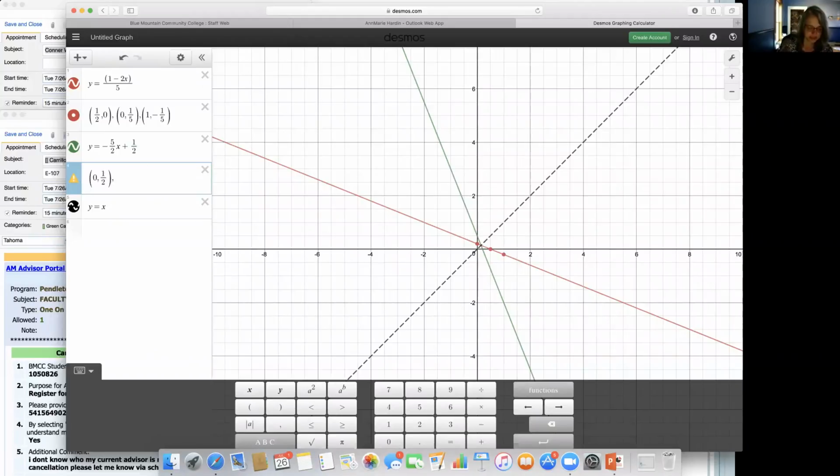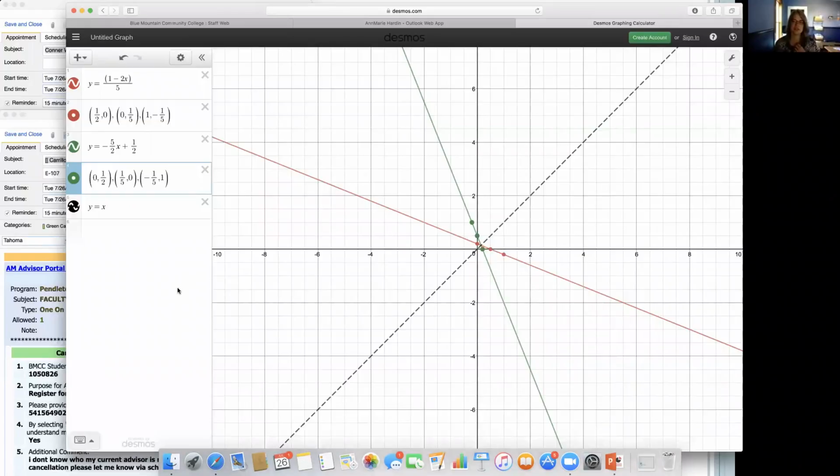The 0, 1/5 should correspond to 1/5, 0. And yep, there it is. Let's check the last one. Let's see if we've got a negative 1/5, 1. And yes, we do. So yeah, we did find the inverse function.